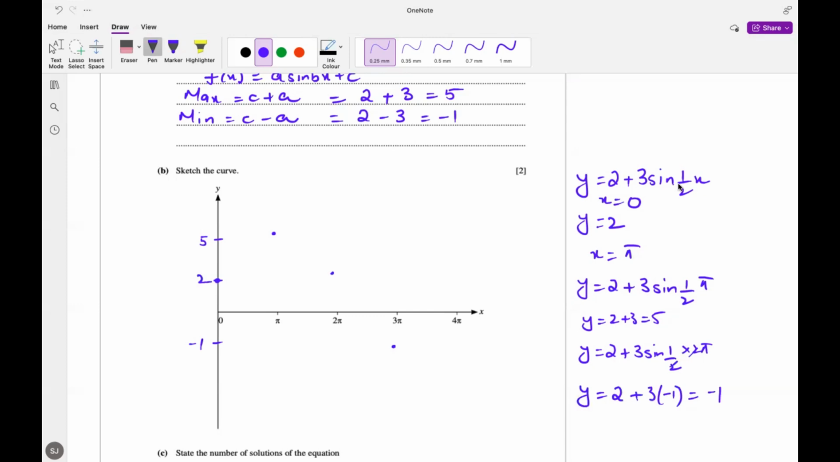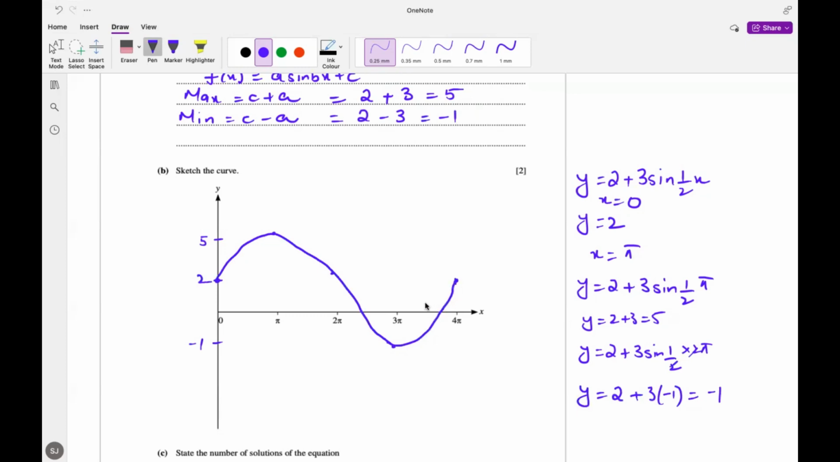And then substituting 4 pi in place of x. That will become 4 pi upon 2, which is 2 pi. So sine of 2 pi, if I substitute this in the calculator, I will get a 0. And then y will be equal to 2 plus 0, which is equal to 2. So once we have plotted all the points, we just simply join them to make a graph. So the graph will represent a complete sine graph.